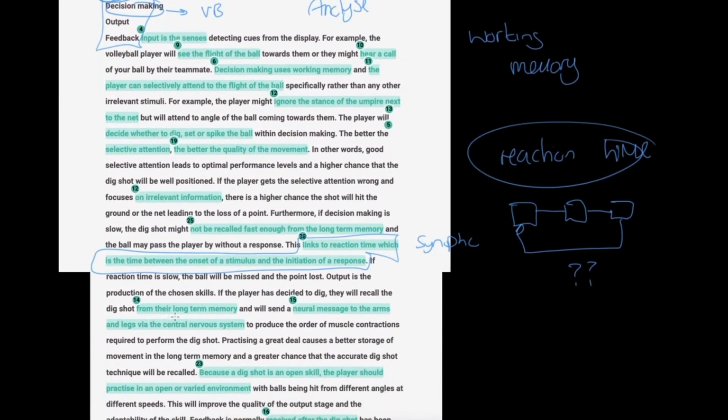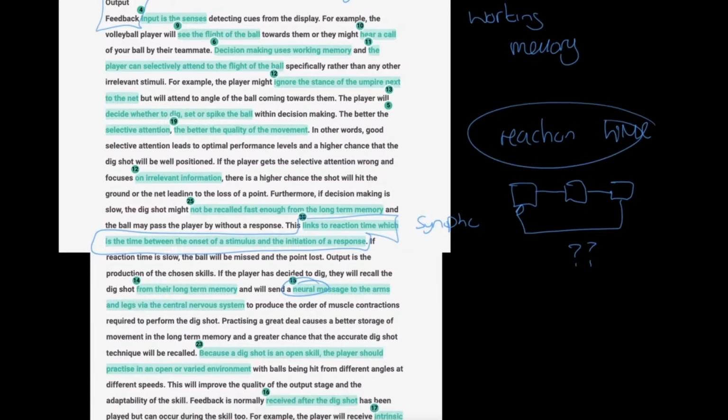They will recall the dig shot from their long-term memory and will send via a neural message, that just means nervous system, to the arms and legs via the central nervous system to produce the order of muscle contractions required to perform the dig shot. Practicing a great deal causes a better storage of movement in the long-term memory, a greater chance the accurate dig shot technique will be recalled.